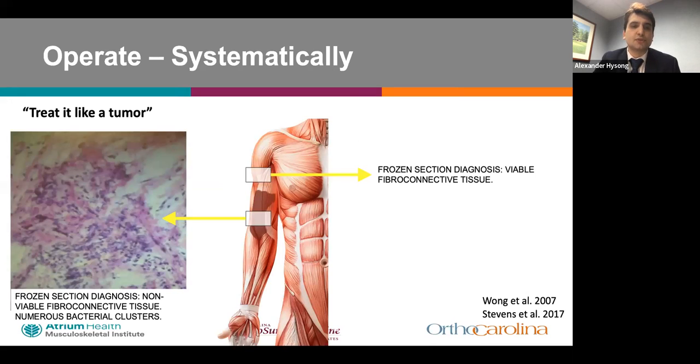Some people suggest that we should treat it like a tumor, taking intraoperative frozen sections in the area of infection and using them to guide our extent of resection and debridement early, where you take these frozen sections and then find this area of healthy tissue where you have viable fibroconnective tissue, as opposed to frozen sections showing non-viable fibroconnective tissue with numerous bacterial clusters. An important point is that the only way to truly diagnose necrotizing fasciitis, or to confirm it on lab value or through pathology, is with an actual biopsy of the involved soft tissues.